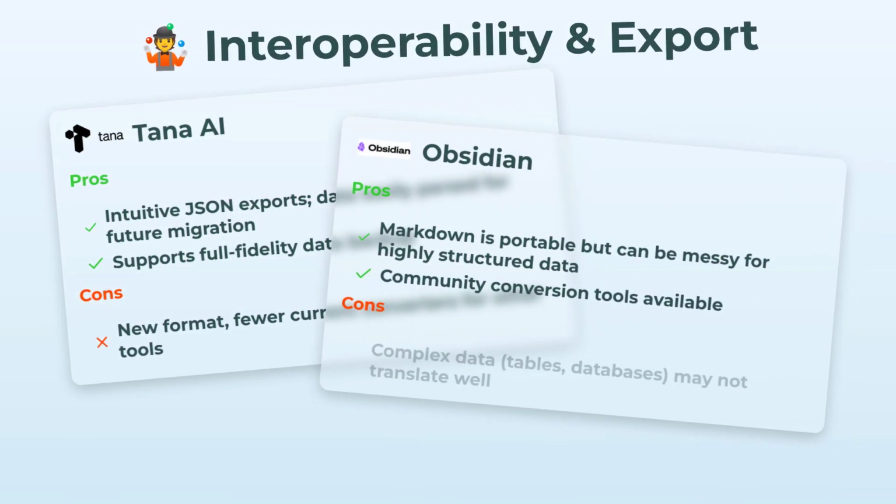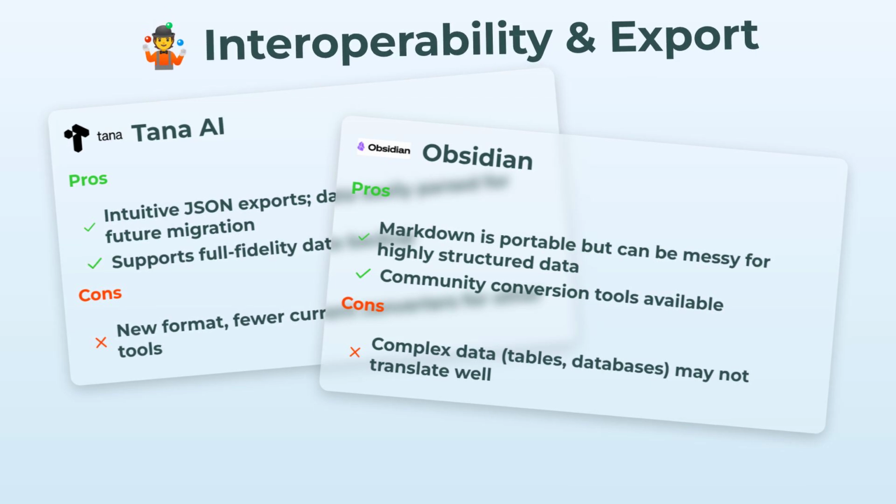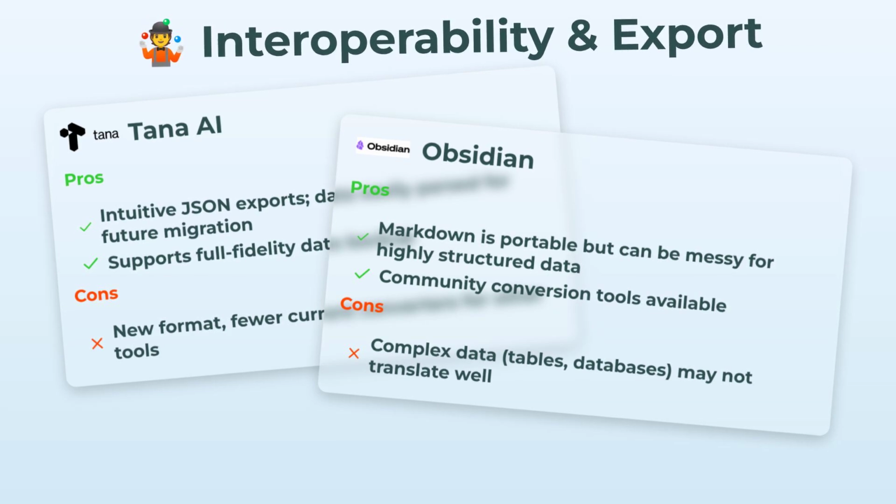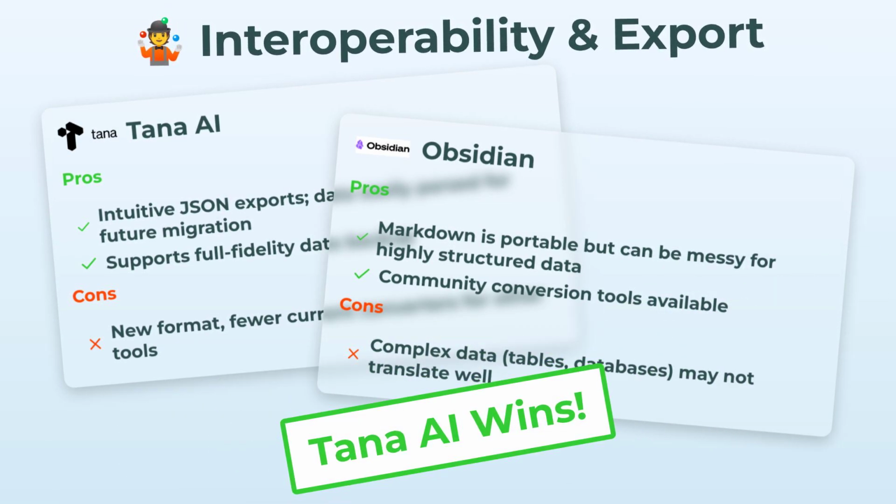Obsidian's Markdown setup is super portable, but if you've got complex databases in your notes, it can get a bit messy. Thankfully, the community's built conversion tools, so you've got options. For pure flexibility, Tana just squeaks ahead, especially if you're worried about backups and migration.